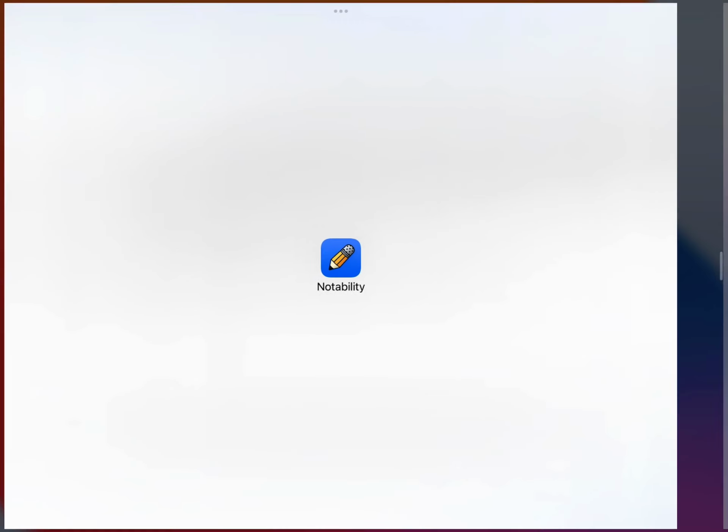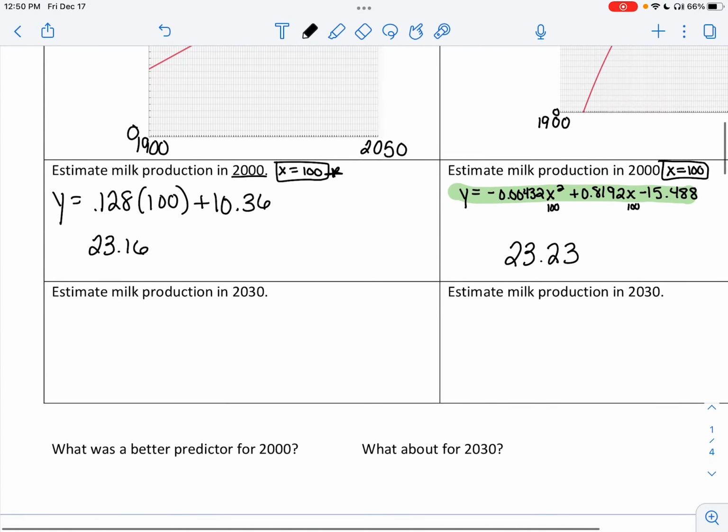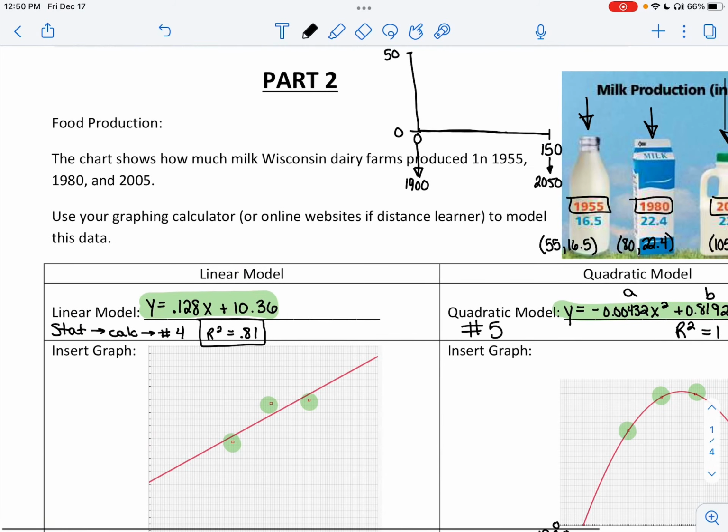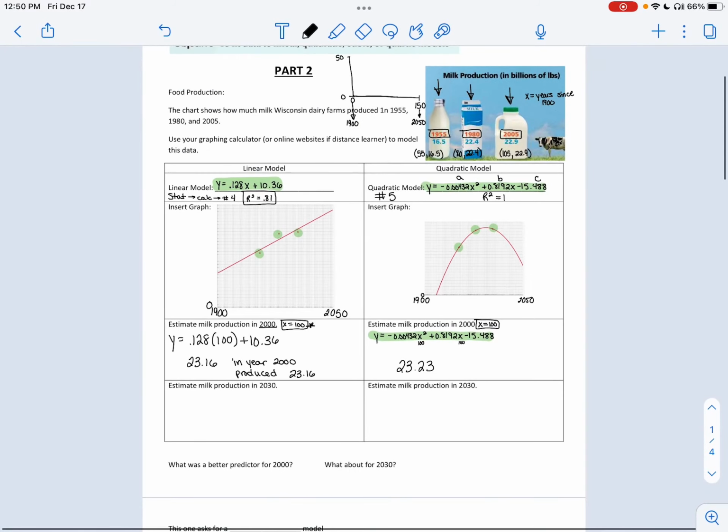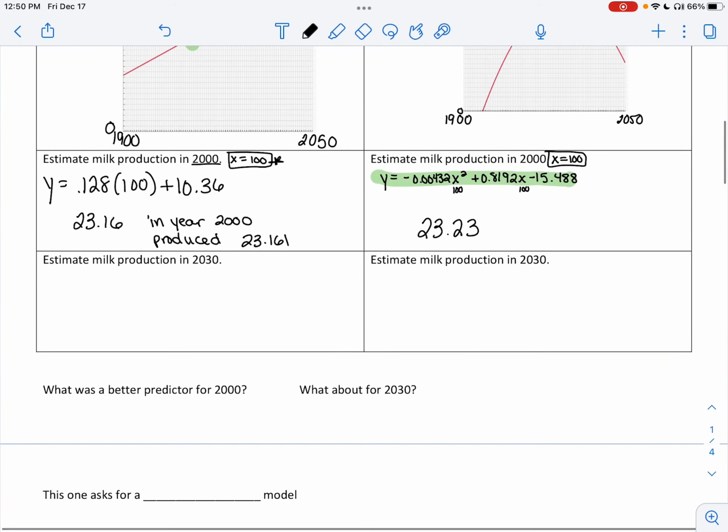Now we need to make statements. If you use the linear model, you can say that in the year 2000 the Wisconsin dairy farms produced 23.16, and I do believe this was in billions of pounds of milk.